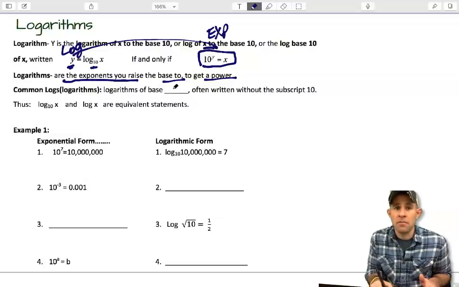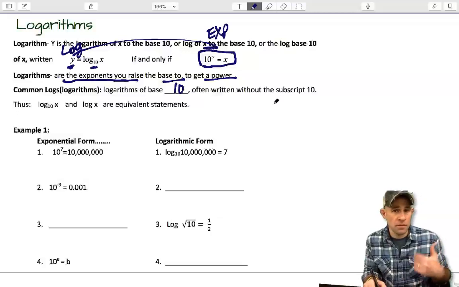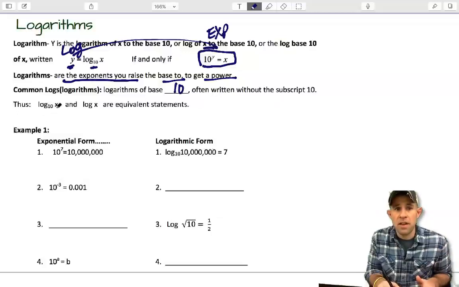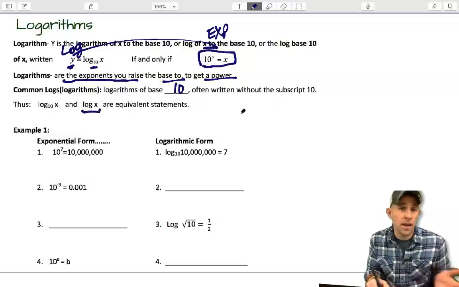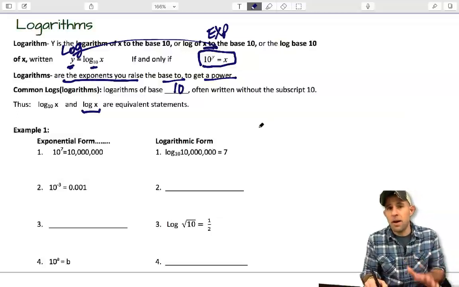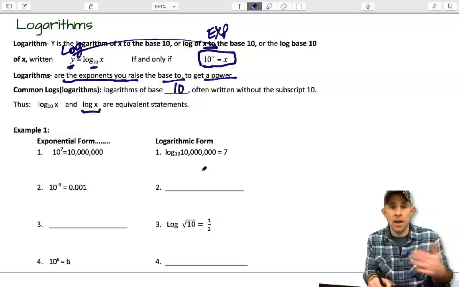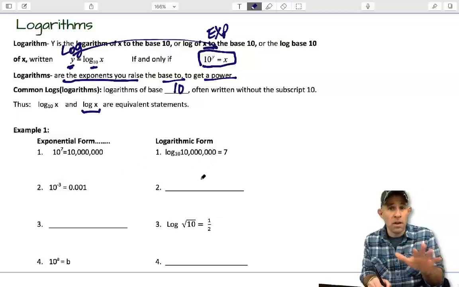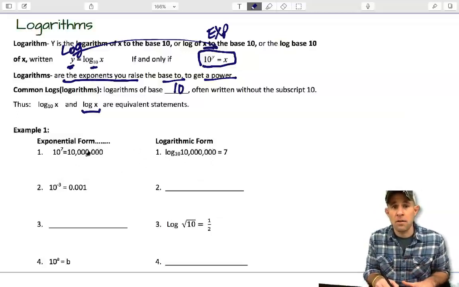Common logs have base 10, and they're often written without the subscript 10. So when you see log base 10 of x, it's equivalent to log x. All right, so let's get a little bit of practice just writing between the exponential form and the logarithmic form, just again so you can kind of see the pattern of how these go.